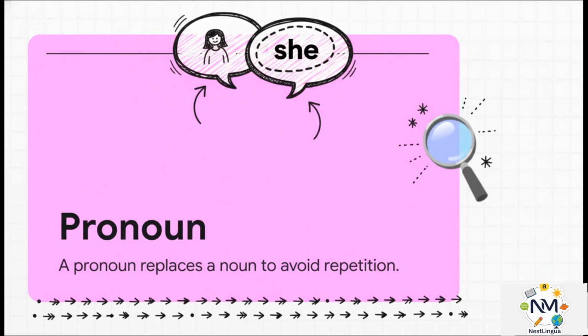All right, next up, pronouns. Think of pronouns as the stand-ins for nouns. Their whole job is to replace a noun so we don't sound like a broken record repeating the same name over and over. So instead of saying, Sarah was tired, so Sarah rested, we can just swap it out and say, so she rested. It just sounds so much smoother, doesn't it?